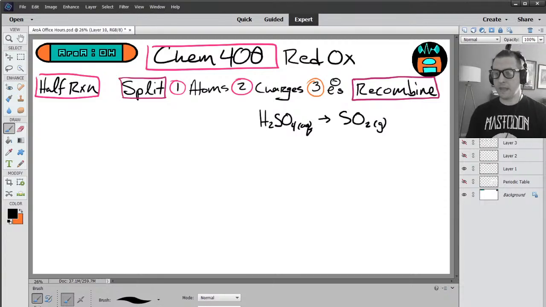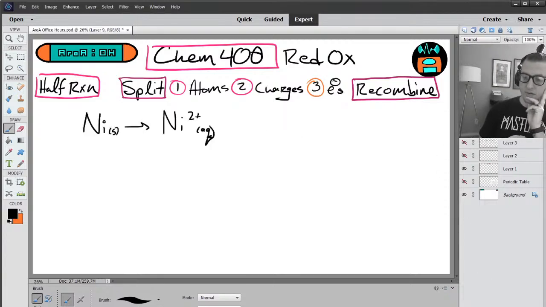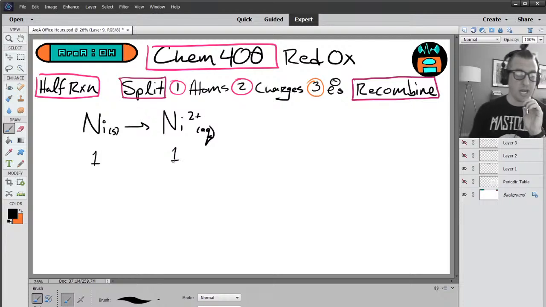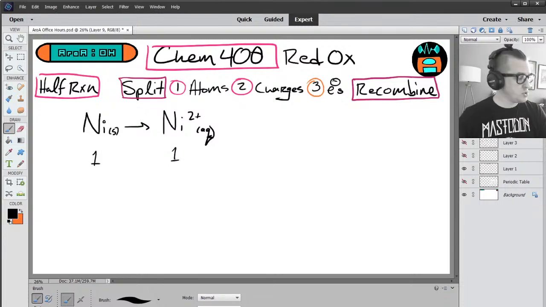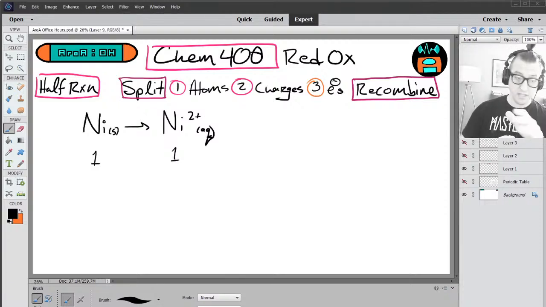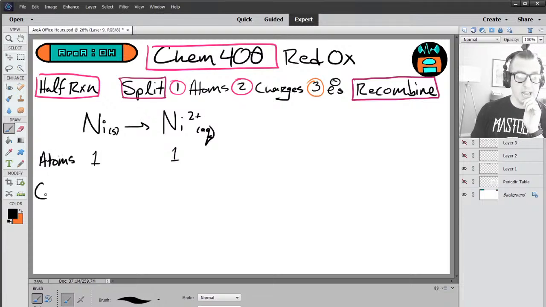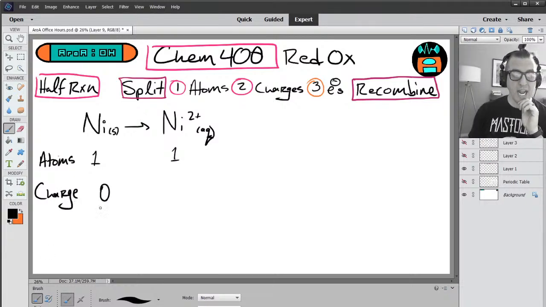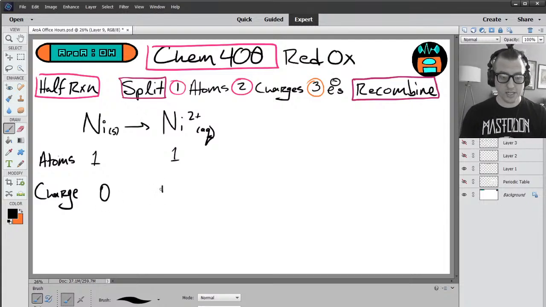I actually want to start with my nickel half reaction. So first off, we need to balance our atoms, and you'll notice that there is one atom of nickel on either side of this reaction, so it is totally balanced as far as atoms are concerned. So our atoms check out. Now we need to look at the charge on each side. The charge on our reactant side is 0. The charge on our product side is a positive 2.